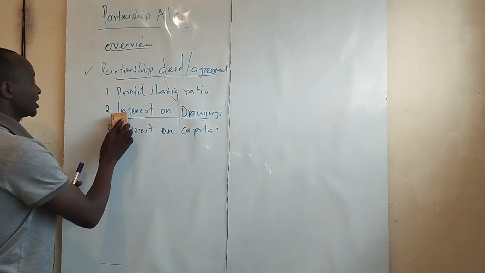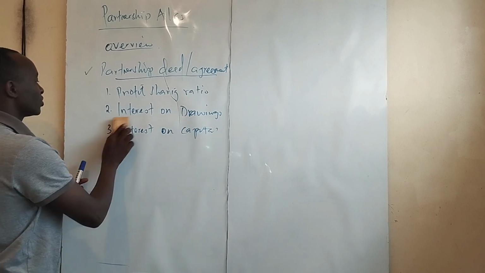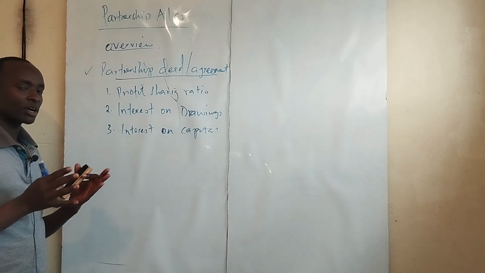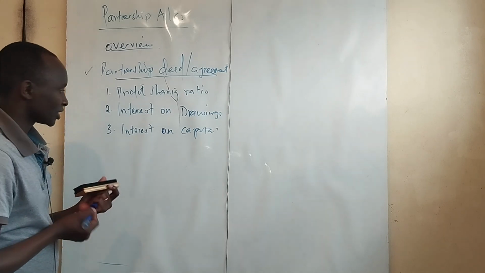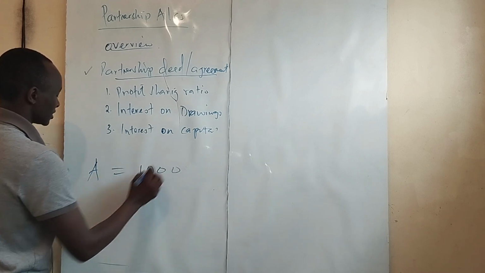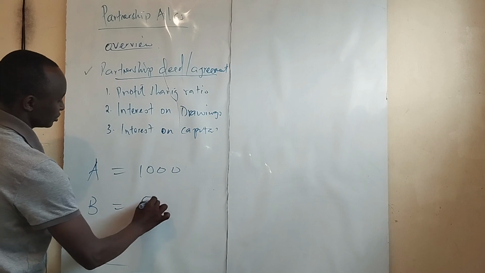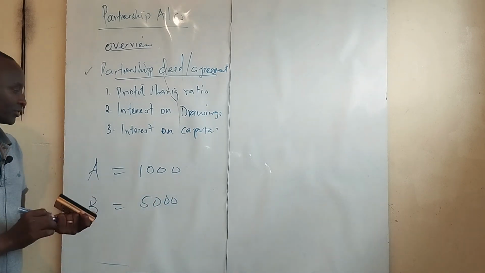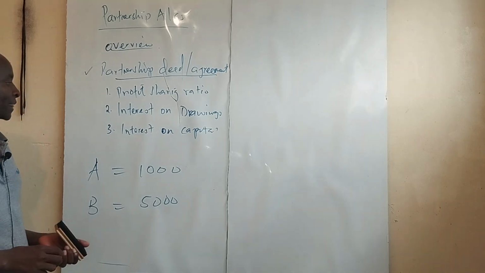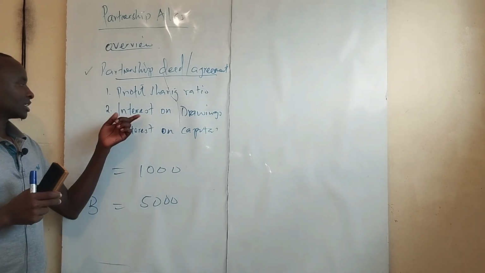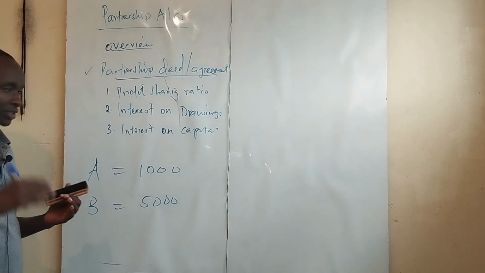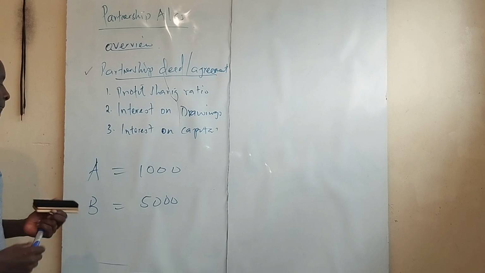So the next thing to check on is the interest on drawings. Remember, these partners have introduced some form of capital into the organization. We said that partner A maybe introduced 1,000, then partner B introduced, for instance, 5,000 Kenya shillings in form of capital. So this is what happens when it comes to interest on drawings, and I'll tell you who is enjoying this interest on drawings and who is paying.